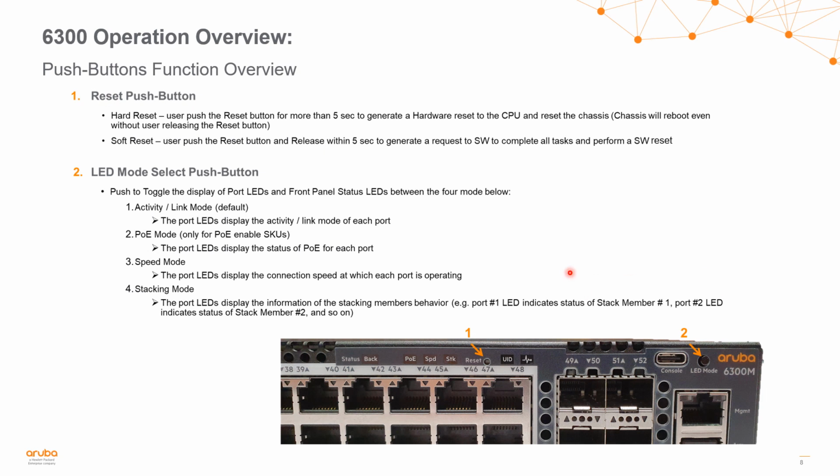Now some other front panel buttons that we should look at are the reset button and the LED mode select button. The reset button is a quick and easy way to reset the switch when you have physical access to the switch. So you can press it and hold it for more than 5 seconds to generate a hardware reset. Or you can press it and release it within 5 seconds to generate a software reset, which will allow the switch to complete all tasks and then perform a simple software reset.